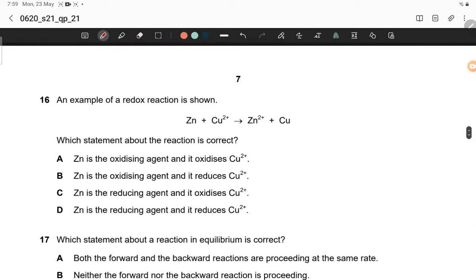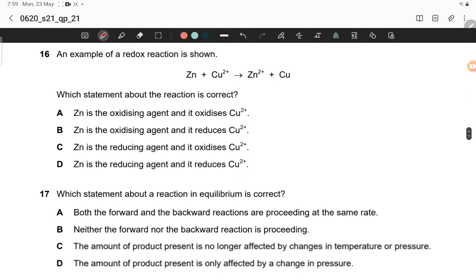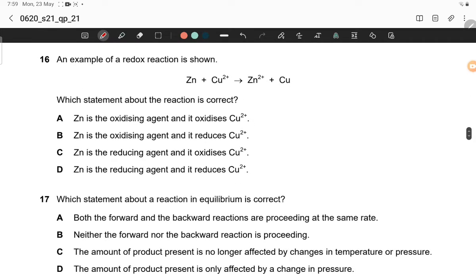Question number 16. Example of a redox reaction. Which statement about the reaction is correct? Zinc is the oxidizing agent and it oxidizes copper 2 plus. Zinc is the reducing agent and it reduces copper 2 ions.